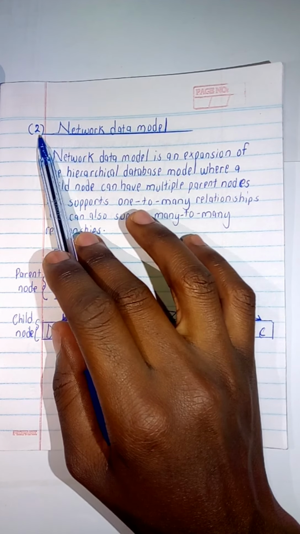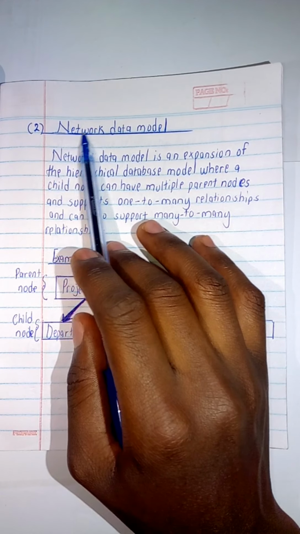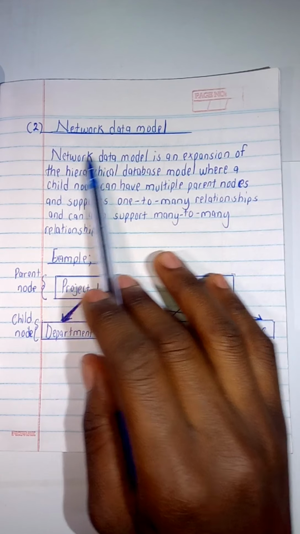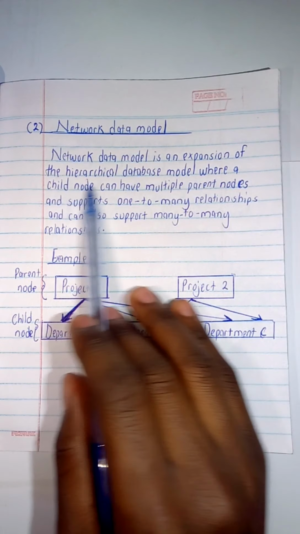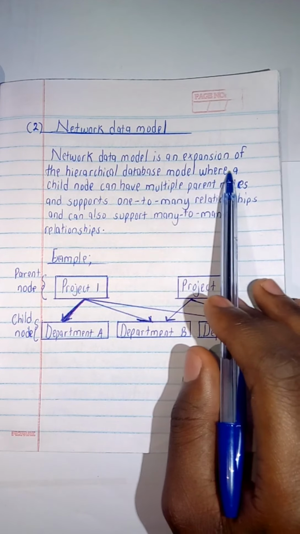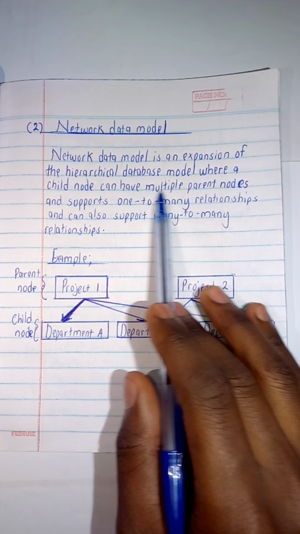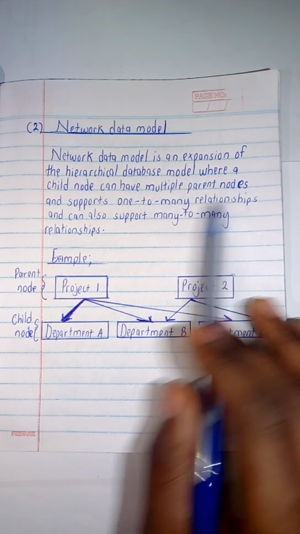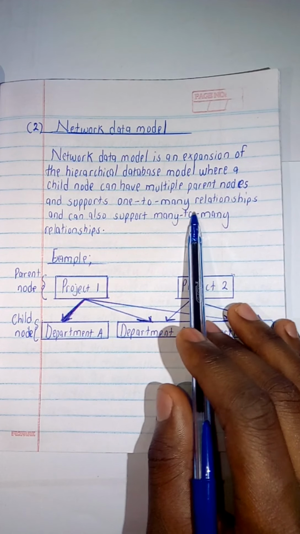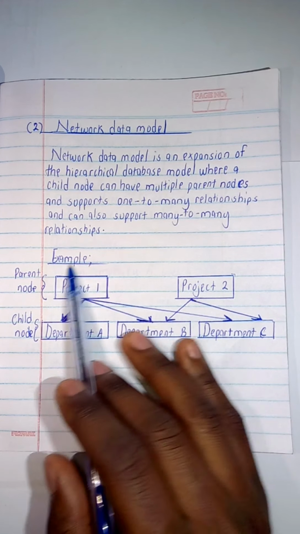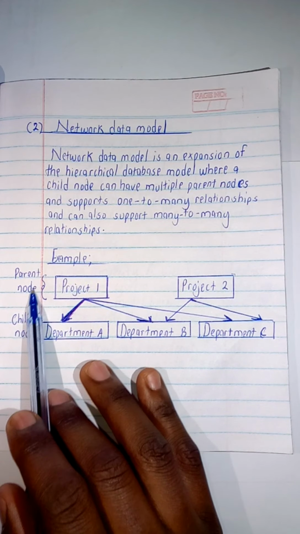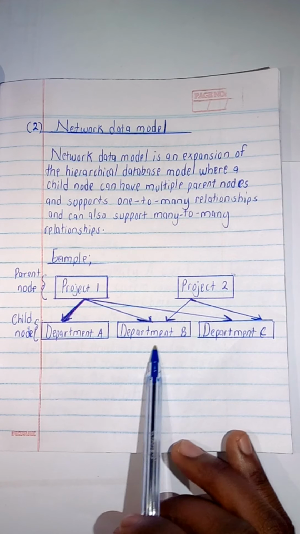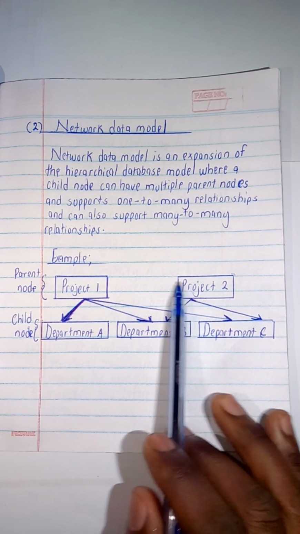Looking at the second model, the network data model. The network data model is an expansion of the hierarchical database model, where a child node can have multiple parent nodes. It supports one-to-many relationships and can also support many-to-many relationships. Below I have an example of the parent node and the child node, with departments A, B, and C.